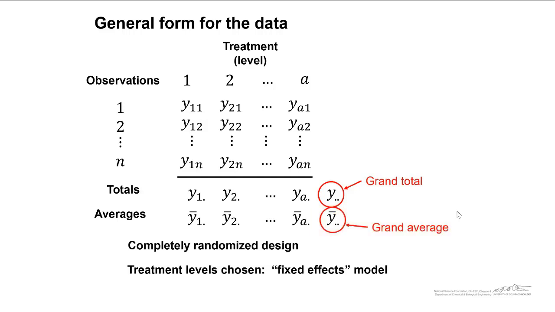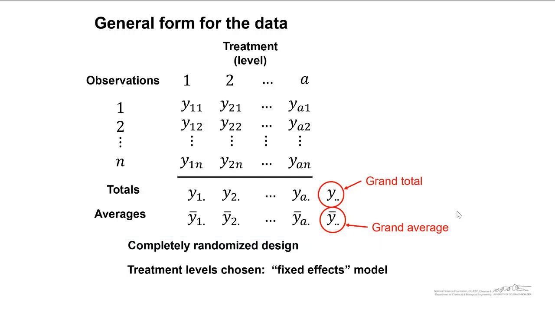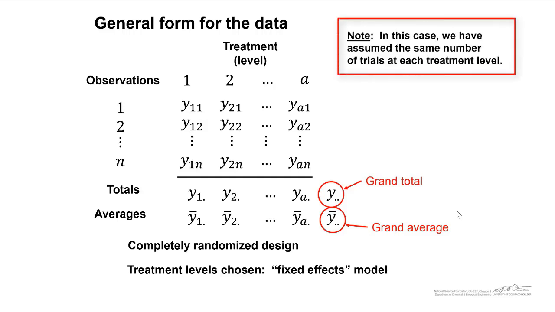ANOVA applies to a completely randomized design. So in other words, when we collect the data, we've randomized the experiment. The treatment levels have also already been chosen, and this is usually referred to as a fixed effects model. We've already chosen the treatment levels before conducting the experiment. And just FYI, in this case, we have assumed the same number of trials at each treatment level. It does get more complicated, but it's doable if you have different trials at each treatment level.